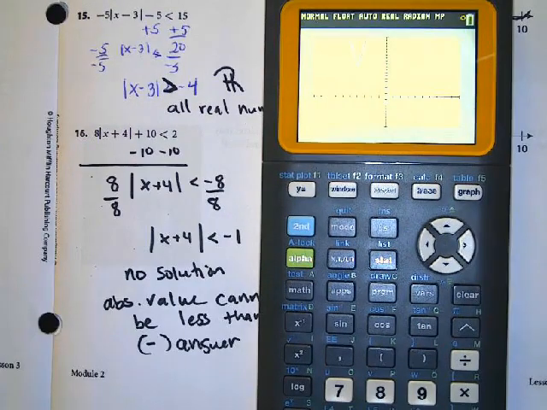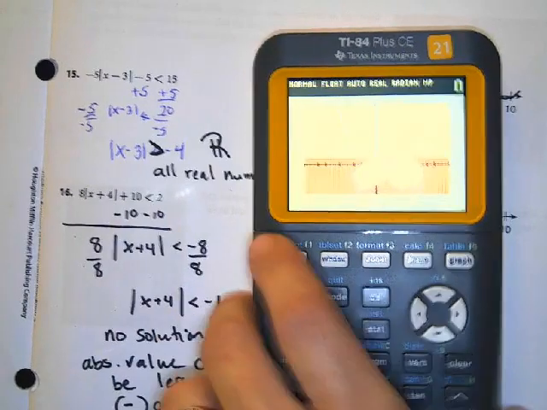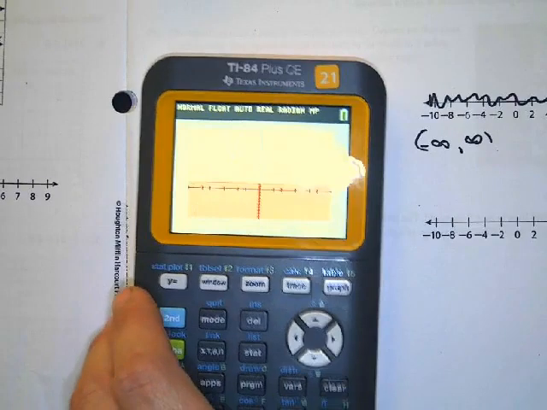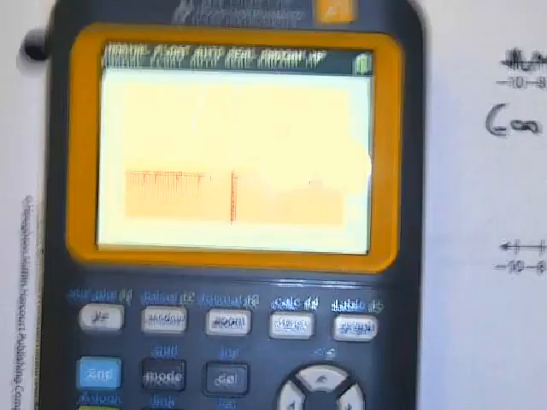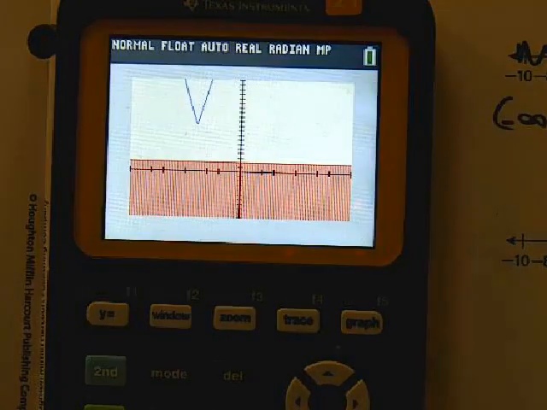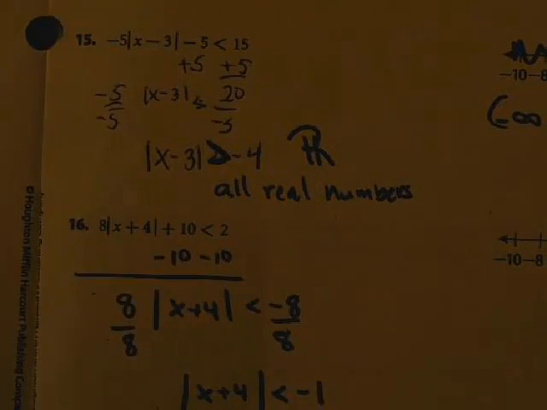Okay, hit graph. Here's my V. Well, you guys can't actually see it. I'm not sure why. I can see it. See if I zoom in a little bit here. There it is. What part of my V is shaded now? None. So this is the proof that I have no solution because none of my graph is below that -1 mark. Okay? Even if you didn't know the inequality, you would at least be able to see that visual to know, okay, I get no solution.